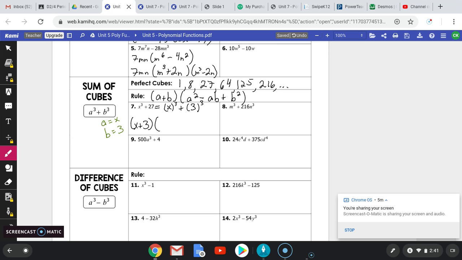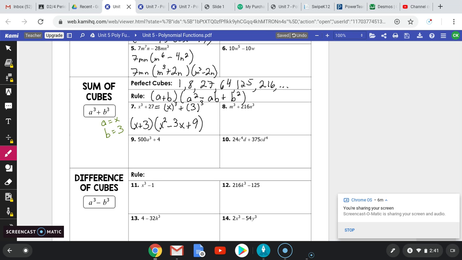That quantity times the quantity a squared, or x squared, minus a times b, or x times 3, which is 3x, plus b squared. We said b was 3, so 3 squared is 9. And that's it. You know you're done here because even though this is x squared minus 3x plus 9, there are not two numbers that multiply to 9 and add to negative 3.